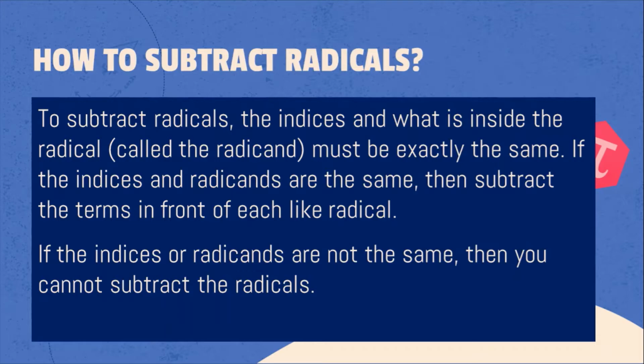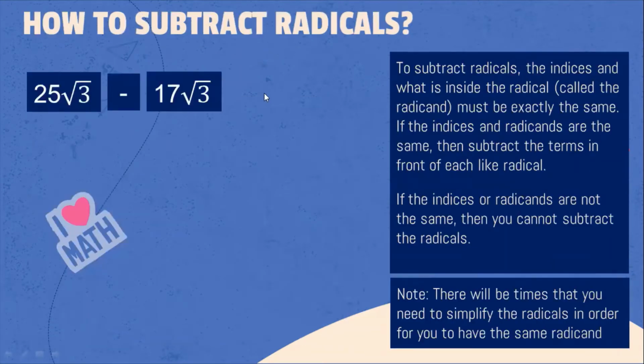Let's have an example. Let's try to apply these rules on our given example. What is 25 square root of 3 minus 17 square root of 3? To subtract radicals, the indices and the radicand must be exactly the same. Let's check. We have square root, both indices are the same. We have the same radicand, which is 3. We have the same square root of 3, square root of 3.